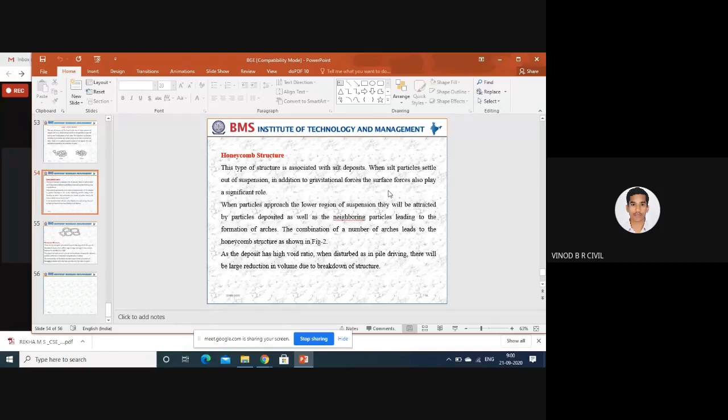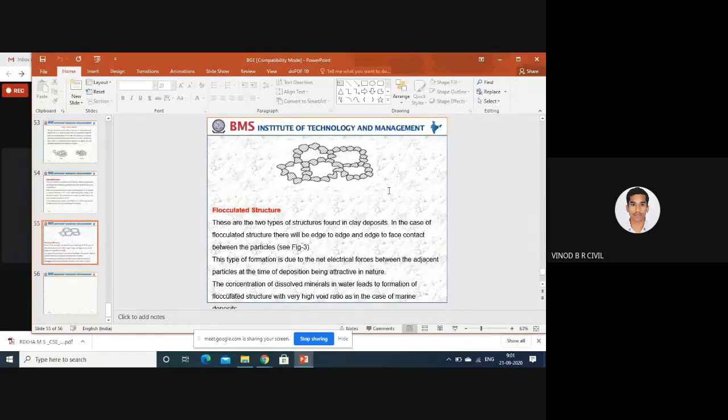When you go for pile foundation, around 100 meter or 50 meter depth, when it is penetrated, due to the silt content you can expect skin friction, and it is deposited in a hard state, then you can construct any structure on the pile foundation. Here also the deposit has a high level of voids compared to sand. When disturbed, as in pile driving, there will be a larger reduction in volume. This is an example of a honeycomb structure.